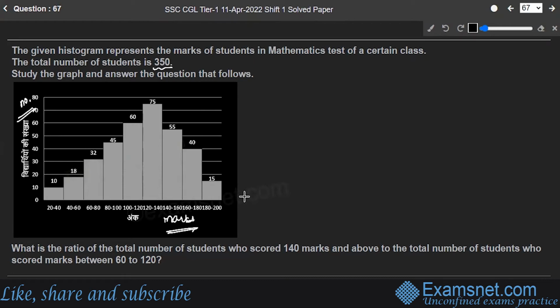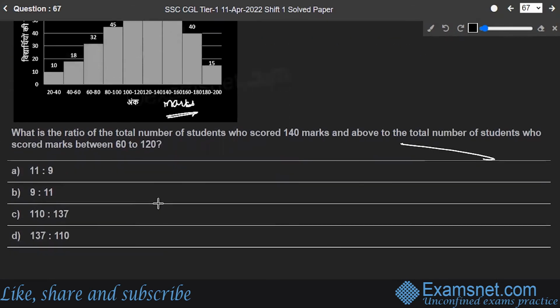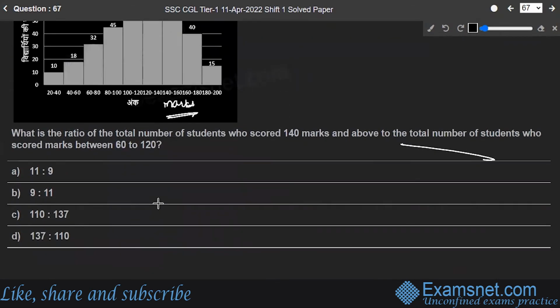In this question, you have to find out what is the ratio of the total number of students who scored 140 marks and above to the total number of students who scored between 60 to 120. So let's go. First of all, what you are given: total number of students is equal to 350. And then solution. Let's go with the solution.